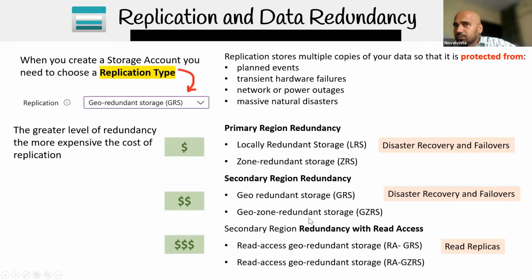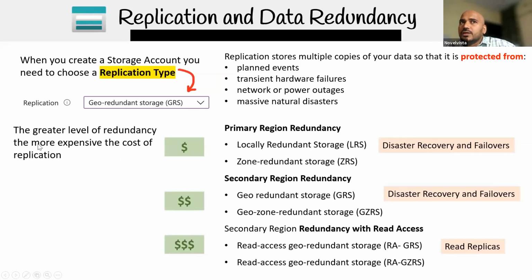Here, 6 copies. The difference between the first two and the last one is that the secondary region redundancy with read access is the same as secondary region. The only difference is that if there's a disaster, if something goes wrong, Microsoft will give you read access to your data from the secondary region. In the first two options, you don't get read access. Here you get read access also. Now, if you look at the price, it's like $10, then it's $20, it's $30. So the cost increases when you need more capability. That's what redundancy is all about.